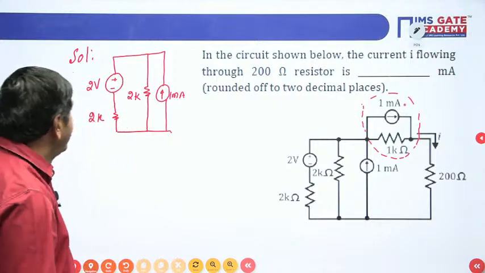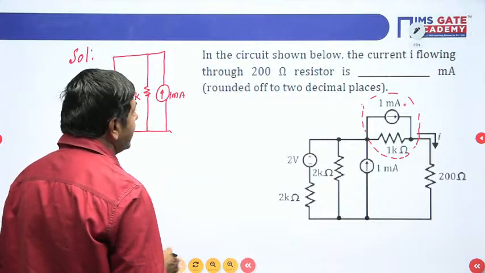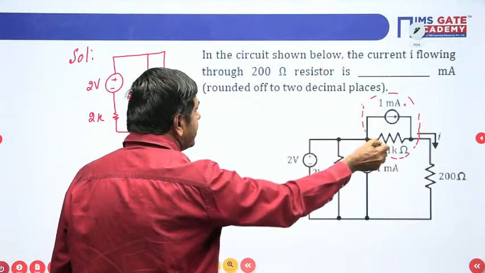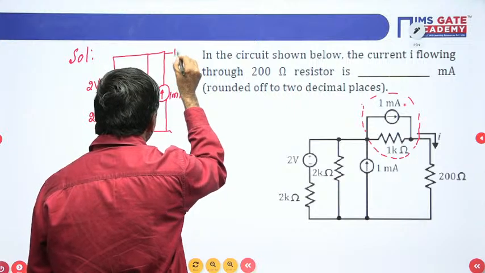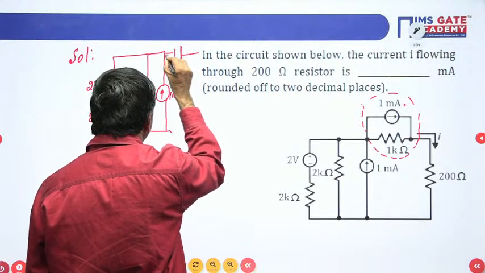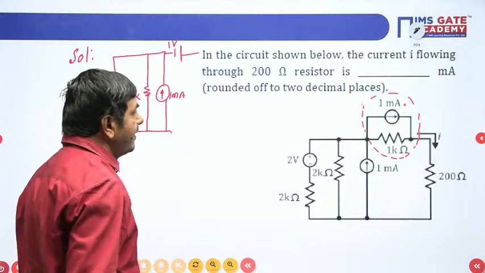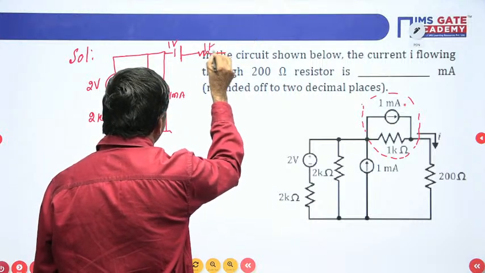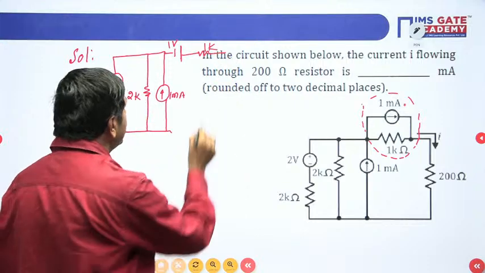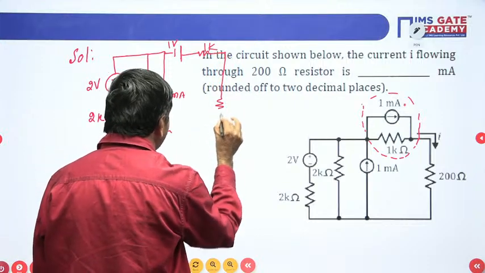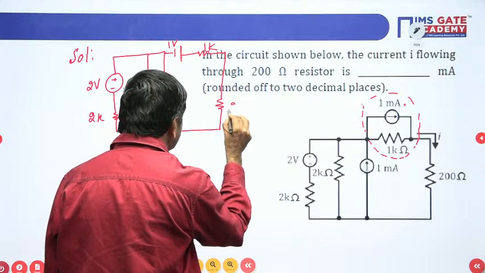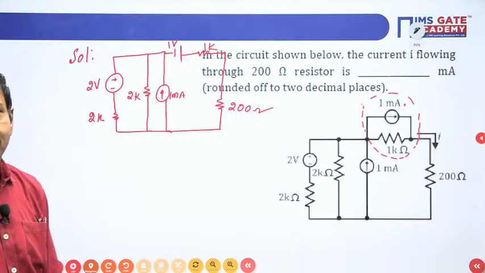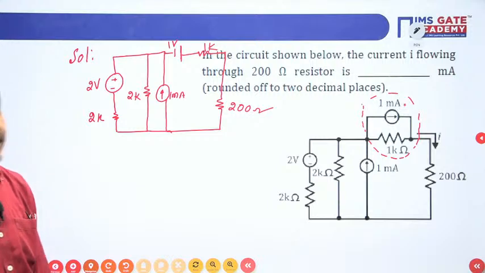Understand now. This is 1 milliampere I got this side, and also this I will convert: 1 milli and kilo cancel. It becomes 1 volt this side. This side I got 1 volt, connected in series to 1K. And 200 ohms I got here. This is 200 ohms. That you can determine easily now.